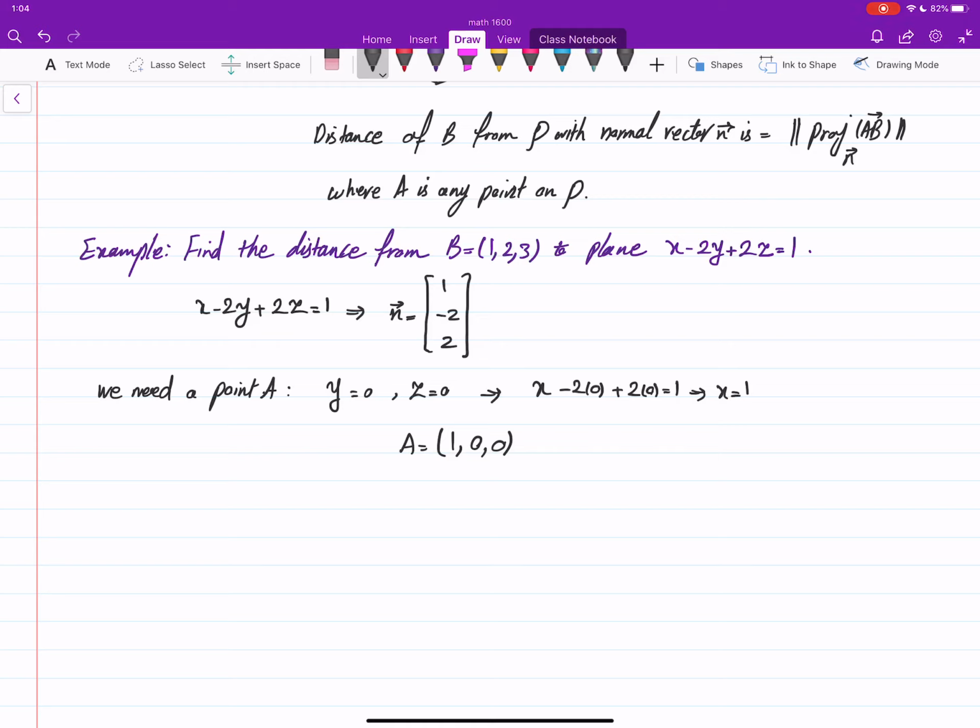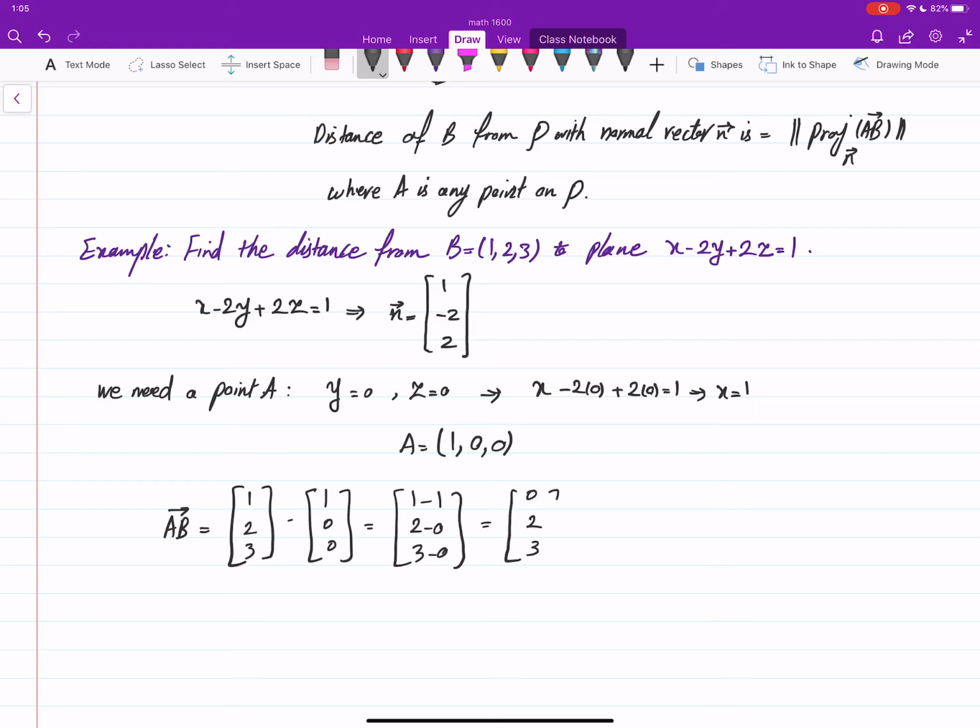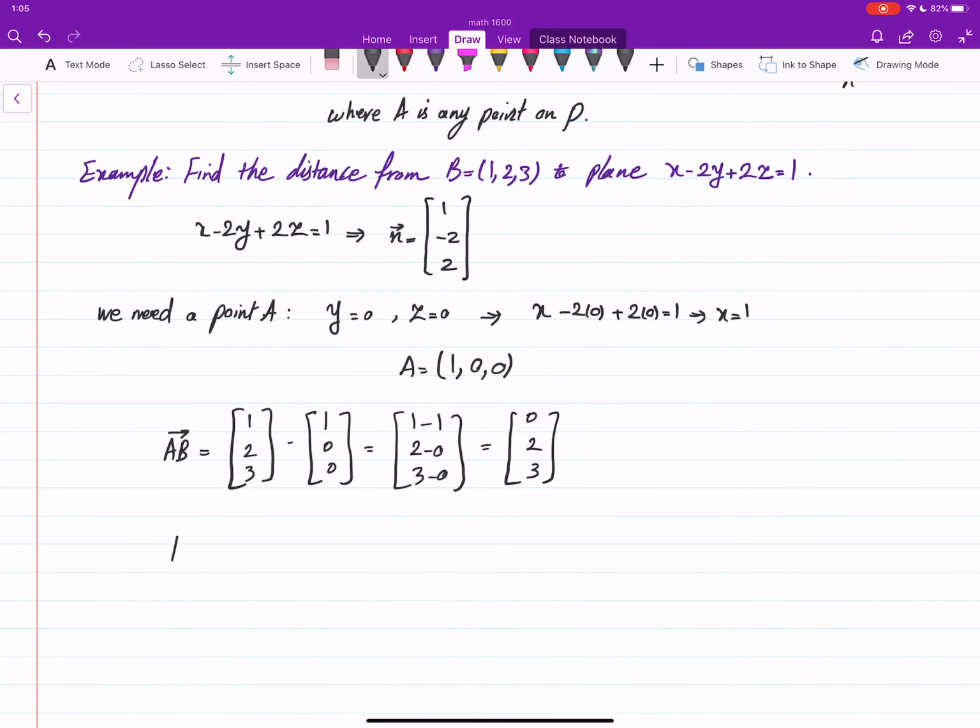Now I have a point on the plane, I have the normal vector, so we can find AB. This is the position vector of B minus the position vector of A. This gives us 1 minus 1, 2 minus 0, 3 minus 0, and this is (0, 2, 3). Now we have to find the projection of the vector AB over the normal vector n. Remember the formula: n dot AB over n dot n, and then that's a number, a scalar multiplied to n.